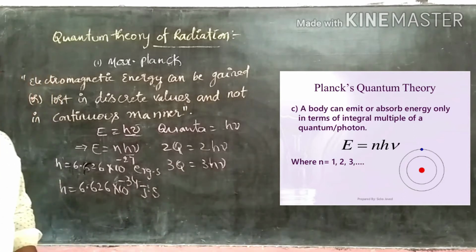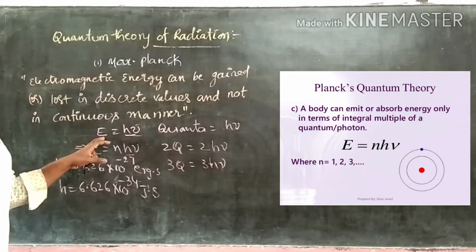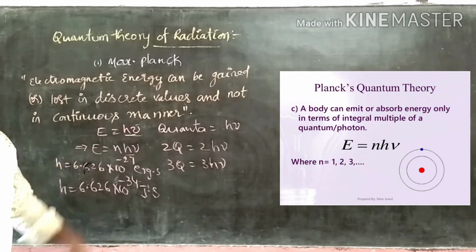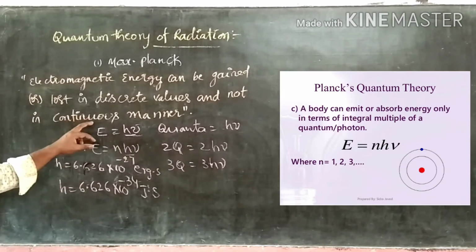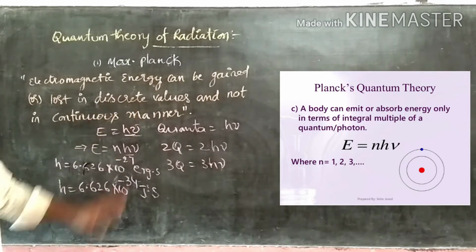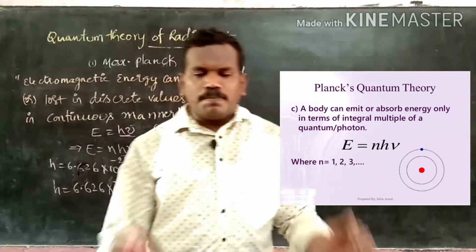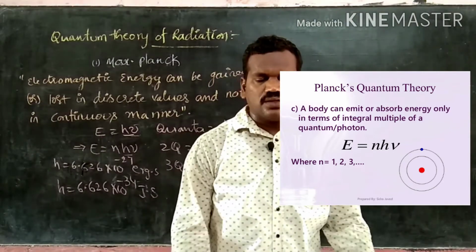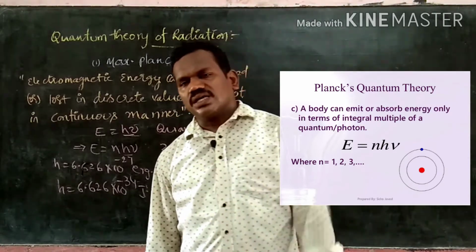What does this mean? The energy along with the electromagnetic wave is in the form of packets of energy. It is not continuous, it is in discrete values. What is the meaning of discrete value? A particular quantity of energy is called a discrete value. If it is continuously flowing, then that is called continuous.